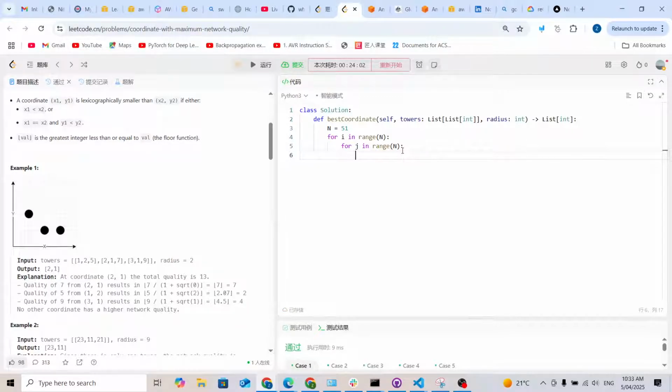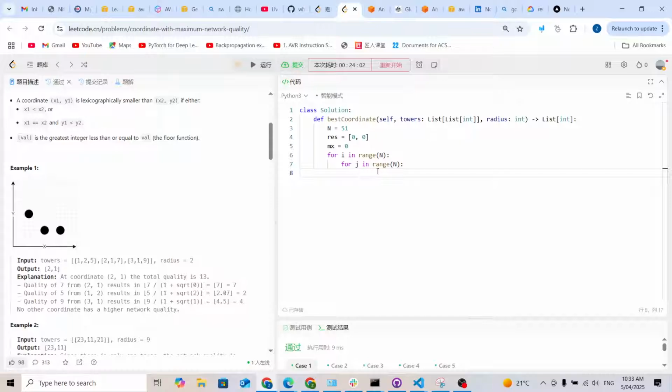But we need to prepare a final result. Let's just set the final result to be 0, 0 because we don't know, and let's set a maximum value from 0 because we're going to check the maximum value. If this value is more than the maximum value, we're going to update the coordinates result.